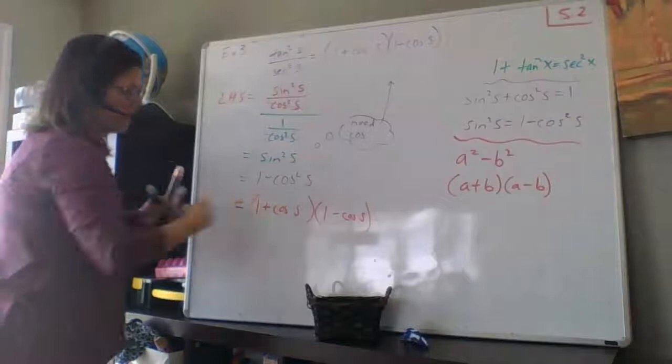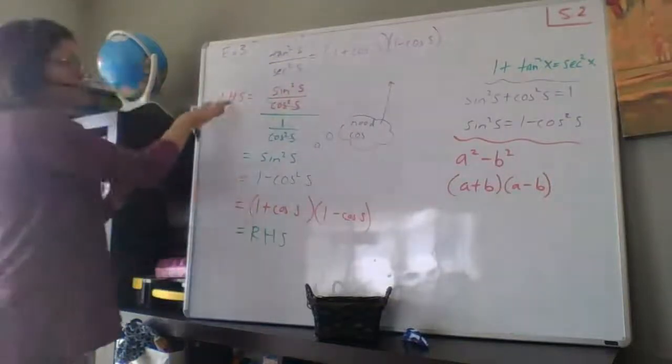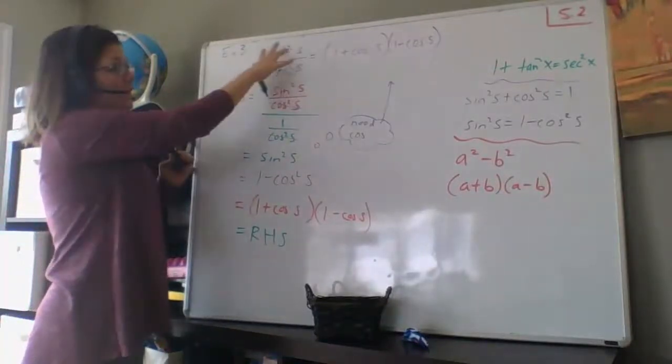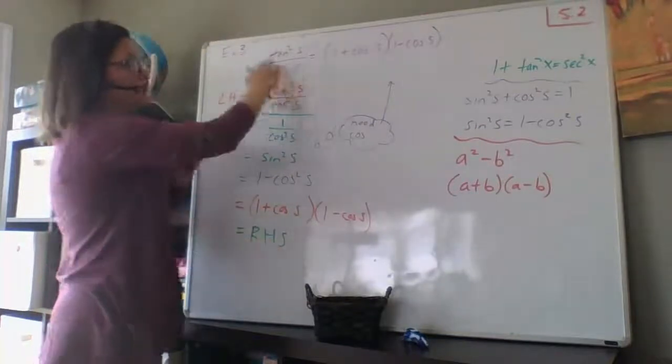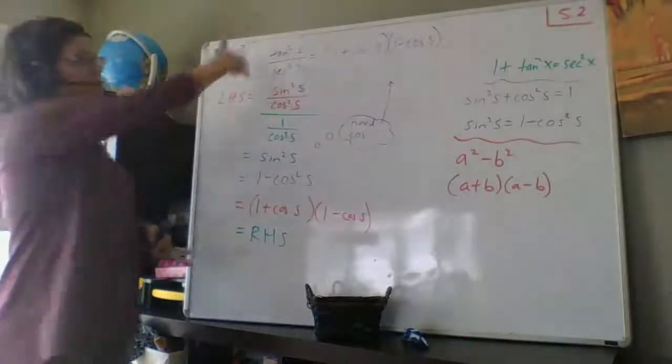Once we get here, which is the right-hand side, we worked with only the left-hand side. We manipulated the left-hand side only and made it equivalent to the right-hand side. So we just proved that these two are equivalent to each other as long as s is in the domain of these functions.